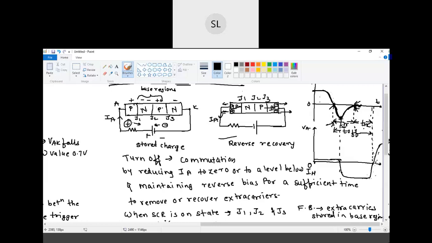Okay. So this is how the reverse recovery time can be measured. At the end of this reverse recovery time, this thyristor will block the reverse voltage because junction J1 and J3 have been completely recovered. But this junction J2 has got some charges available, or some trapped charges are there.